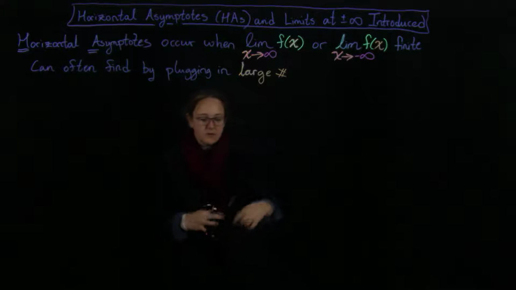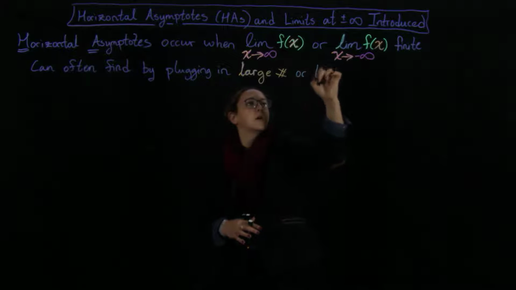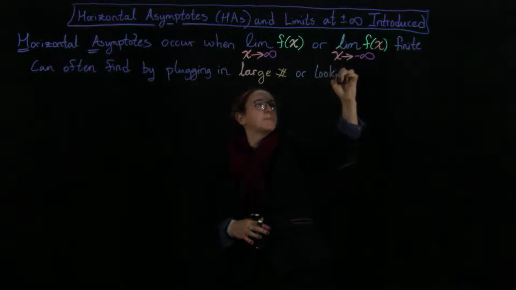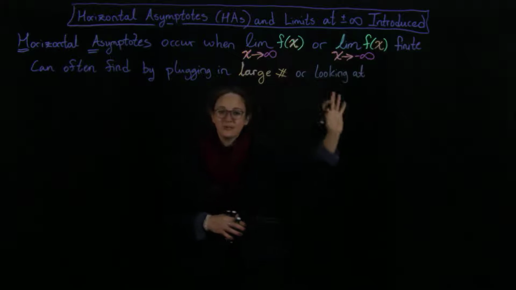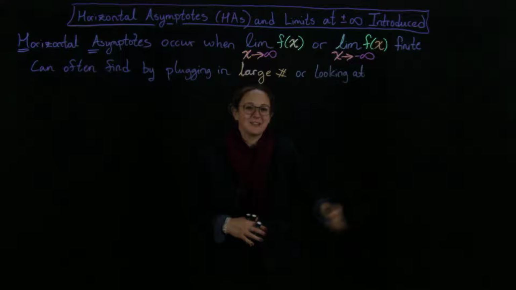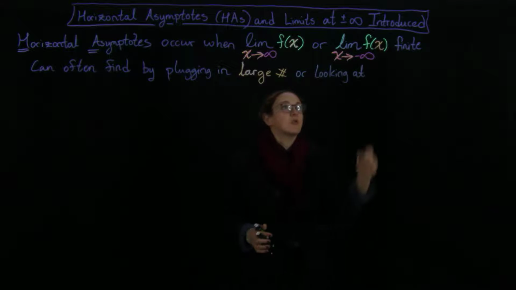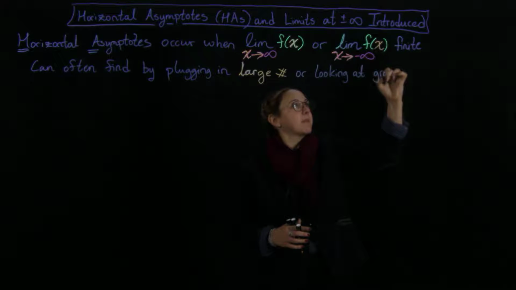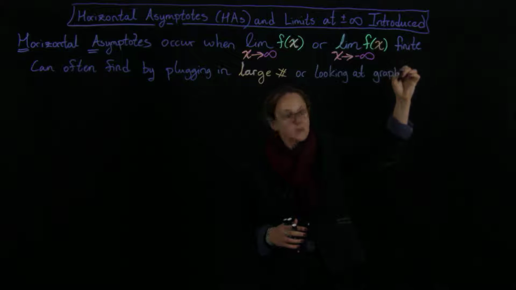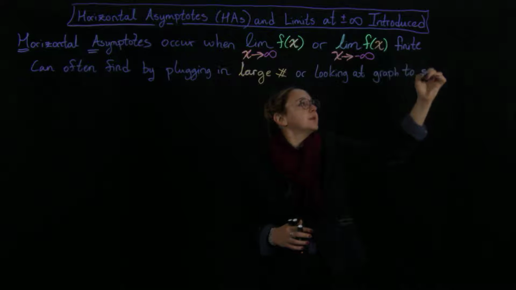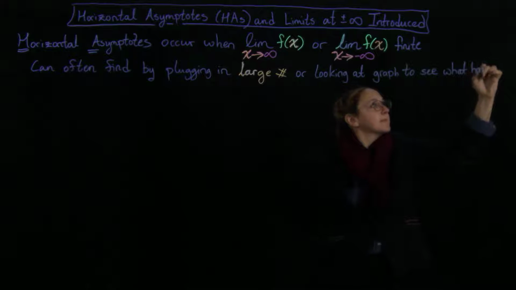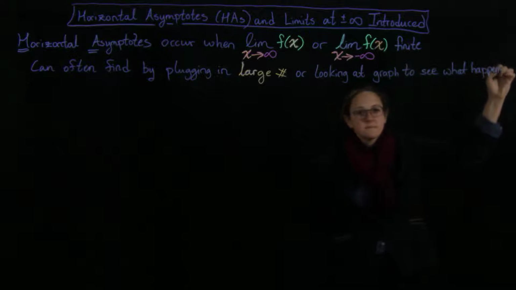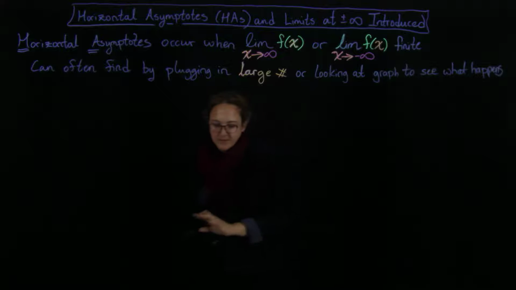When you're plugging in large numbers, you're looking for the outputs, and seeing if you're approaching something finite. Or looking at the graph and seeing what happens. Okay. So we're going to go through an example.